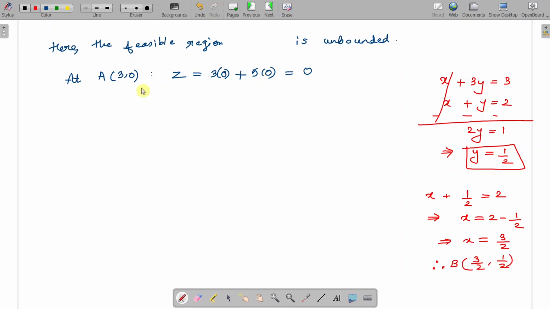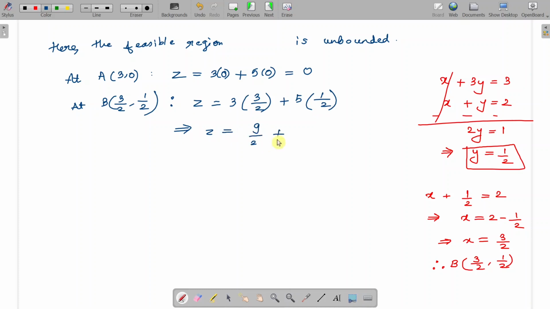Okay, so now we can find the objective function at B. B is 3 by 2 comma half. So z is equal to 3 into 3 by 2 plus 5 into half. So this implies z is equal to 9 by 2 plus 5 by 2. So that is z is equal to 14 by 2. So that means z is equal to 7, right?